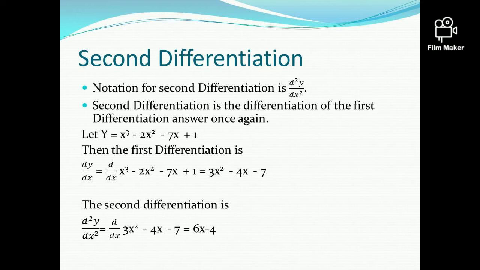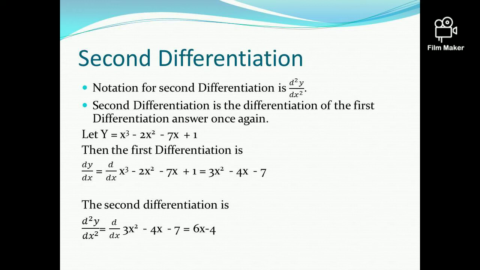Our next theory is to learn about the second differentiation. Up to this extent, we have learned how to obtain the first differentiation. For the main equation, if you apply dy by dx, you will receive the first differentiation. To obtain the second differentiation, we need to differentiate the first differentiation again. That is called the second differentiation.